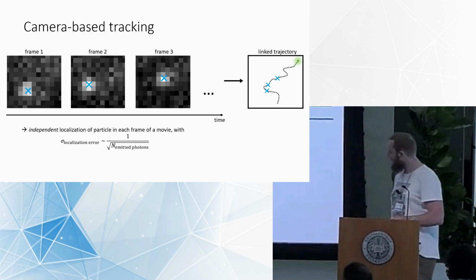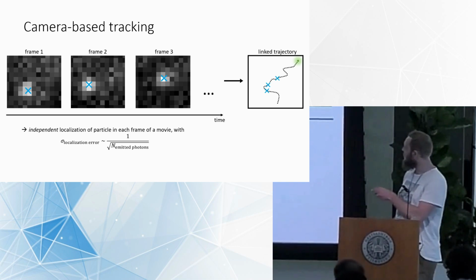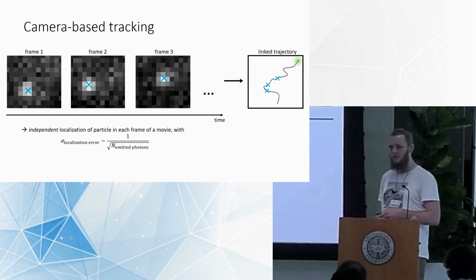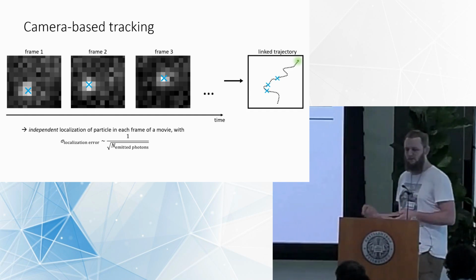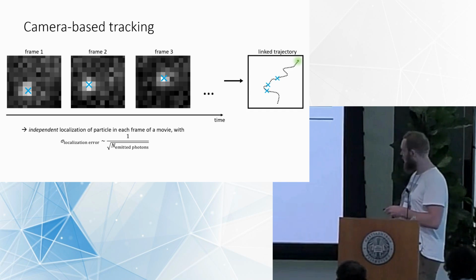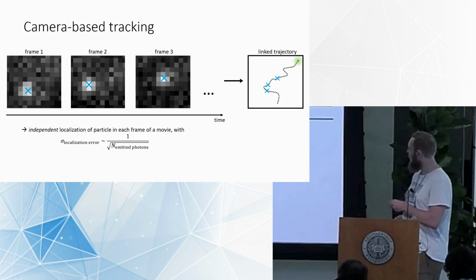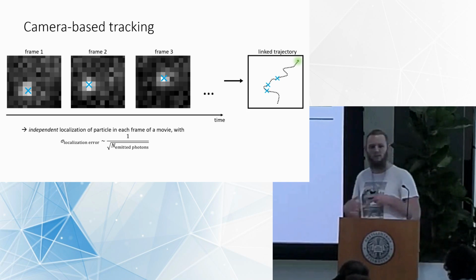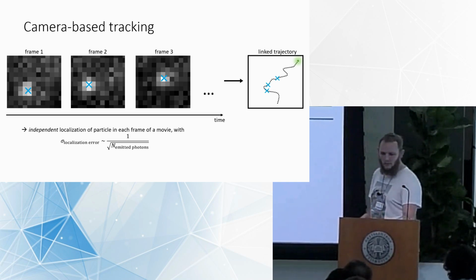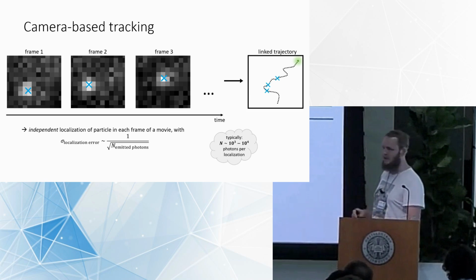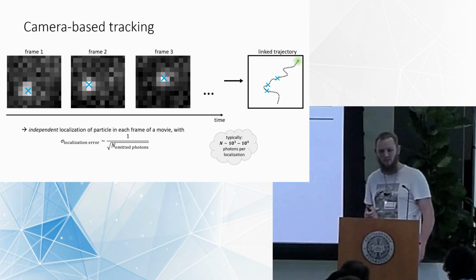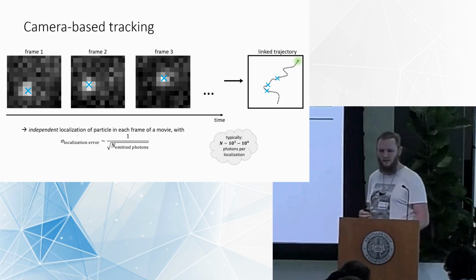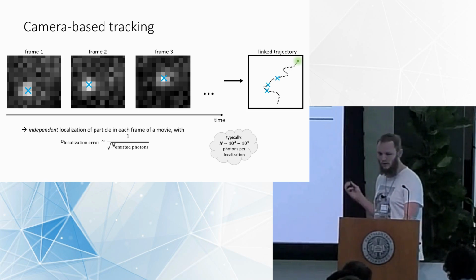And then we can run our analysis on these trajectories. As I pointed out, here we are independently localizing the particle in each frame of the movie, and due to how the physics of single particle fluorescence works out, the error you make in estimating the position of the fluorophore is proportional to 1 over the square root of the emitted photons of the fluorophore, which with reasonably optimized acquisition settings in these movies is somewhere in the thousands to 10,000 photons per spot per frame.